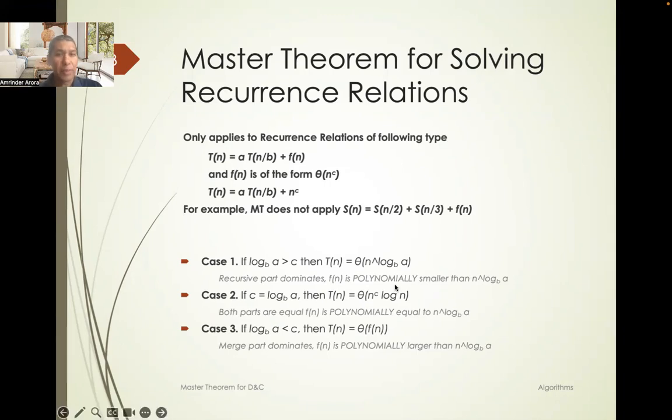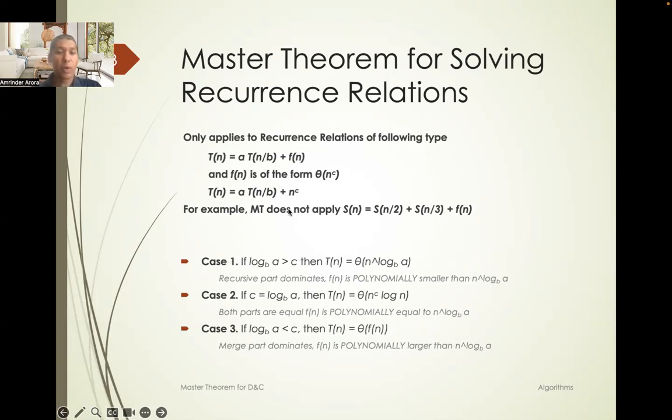It's an excellent cookbook method, but it only applies to recurrence relations of the following type. T of n is equal to a T of n by b plus f of n, where a and b are some constants, and f of n is some other polynomial term. So essentially, we are saying that T of n is equal to a T of n by b plus n power c. In this case, master theorem will not apply to a recurrence relation of this type: S of n is equal to S of n by 2 plus S of n by 3 plus f of n. Okay. And the master theorem has three cases.